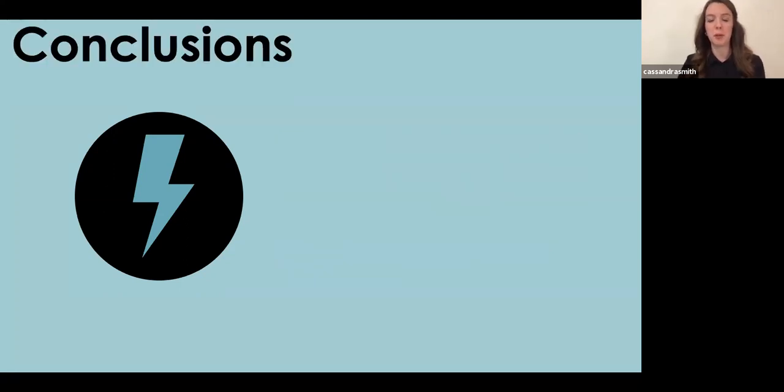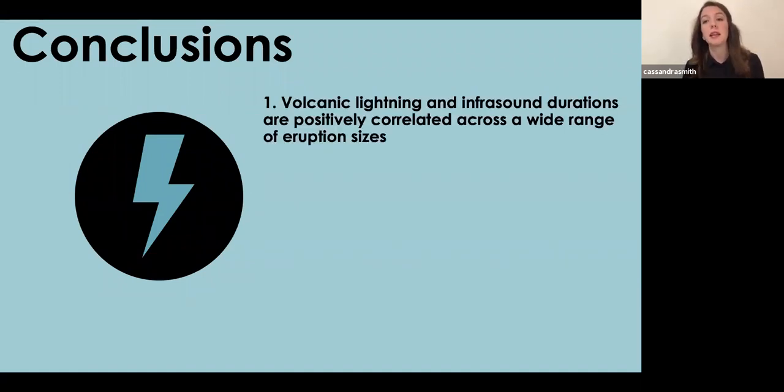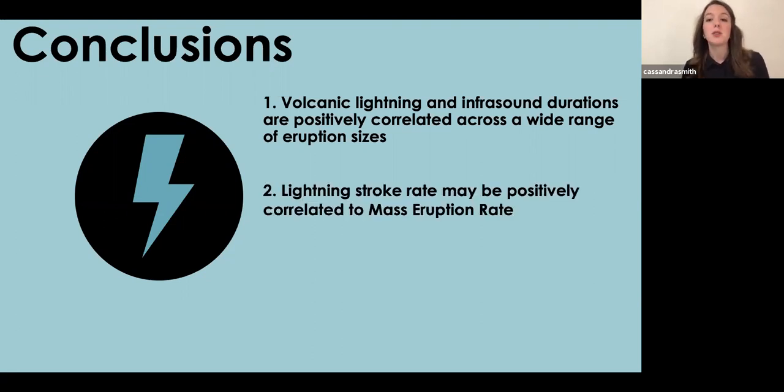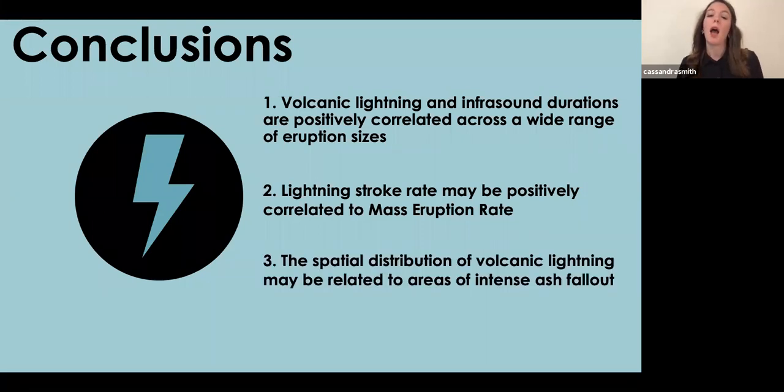So just to tie up, the three main conclusions of my research so far are, first, that volcanic lightning and infrasound durations are positively correlated across a wide range of eruption sizes. So VEI 2 to VEI 4, we're seeing that these durations are intimately tied together. Second, that the lightning stroke rate may be positively correlated to the mass eruption rate. This ties in with previous research that has been done, so I think this is definitely going to come to fruition with some further modeling and detailed work. And finally, that the spatial distribution of volcanic lightning may be related to areas of intense ash fallout.